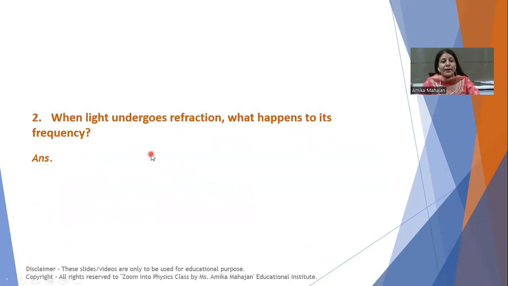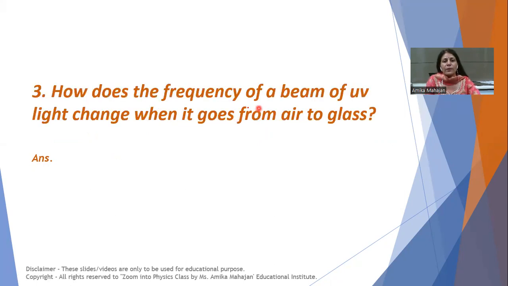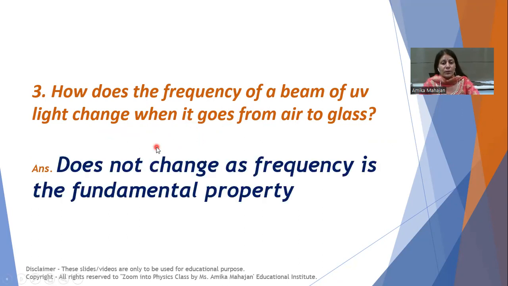Next, when light undergoes refraction, what happens to its frequency? We know that frequency is the fundamental property of wave. So when light undergoes refraction, there is no change in frequency, it remains same. Next question, how does the frequency of beam of ultraviolet light change when it goes from air to glass? Again, it is undergoing refraction. And frequency is fundamental property, so frequency will not change when a beam of ultraviolet light goes from air to glass.